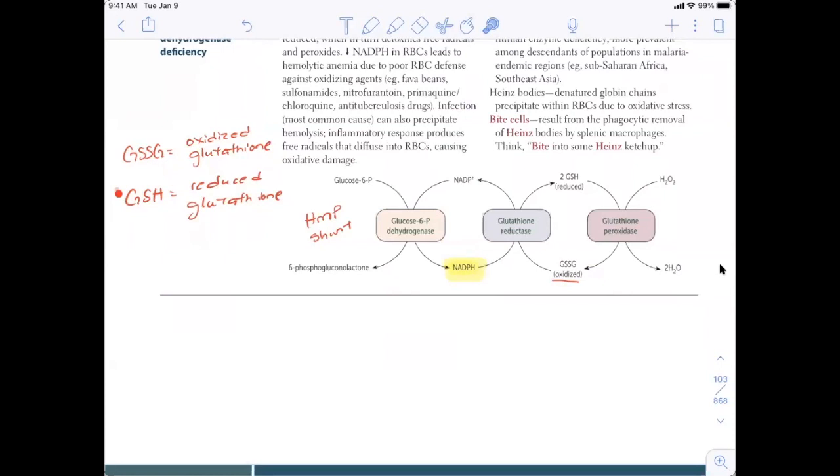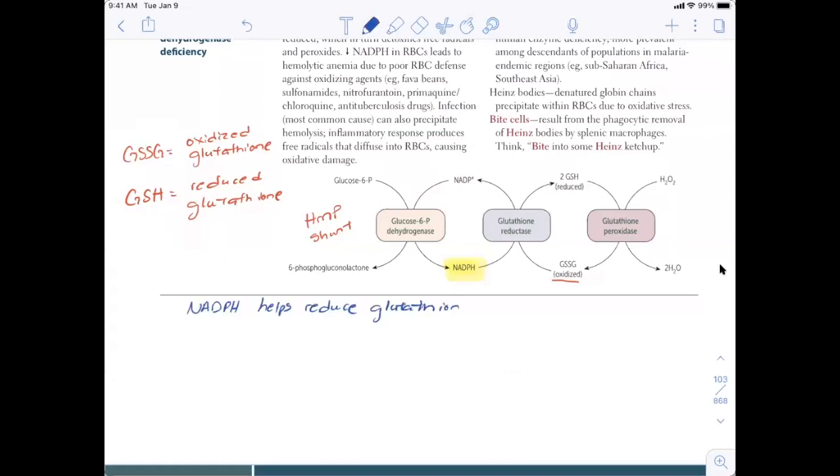Obviously the enzyme that's going to help you reduce your glutathione is glutathione reductase. And guess what that enzyme needs? It needs NADPH. So in a nutshell, in summary, NADPH helps reduce your glutathione.